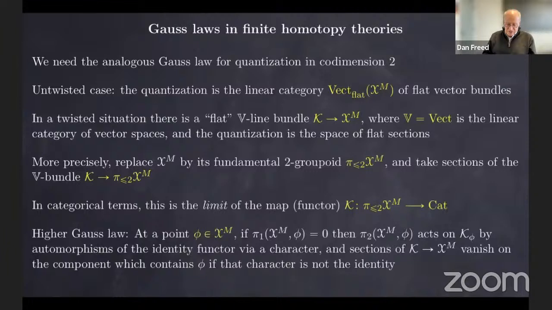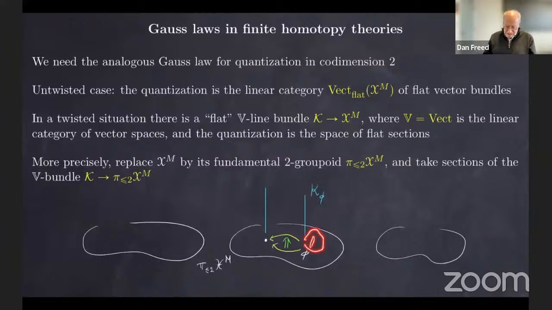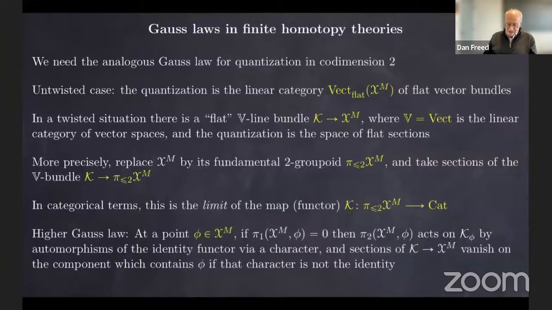Yeah, so if you're at a point where there's no pi one, then you're just acting by the identity. These elements of pi two act as automorphisms of the identity functor here, and they act by a character of pi two. Again, that character needs to be trivial in order for this to contribute. So again, I'm out of time. It's just an overview, but to tell you that there's some higher Gauss law.